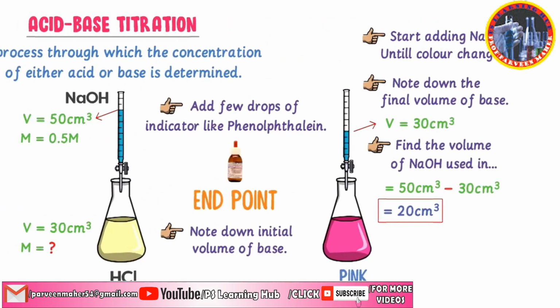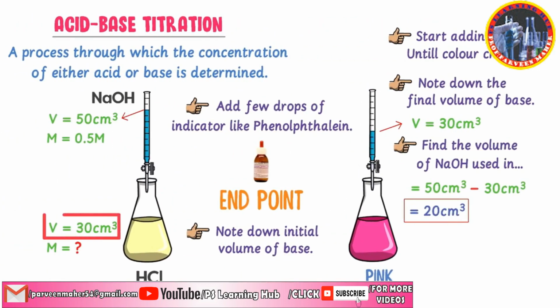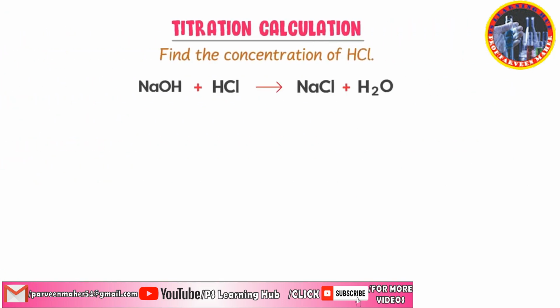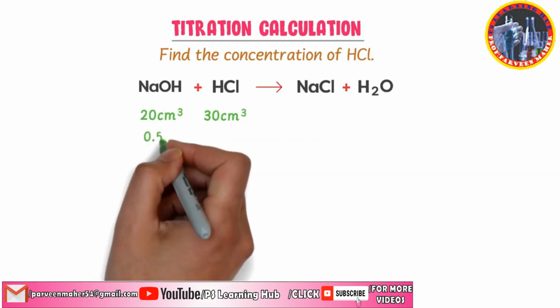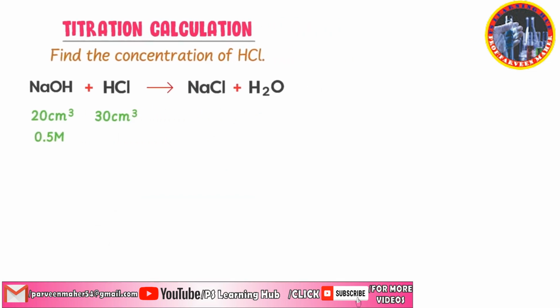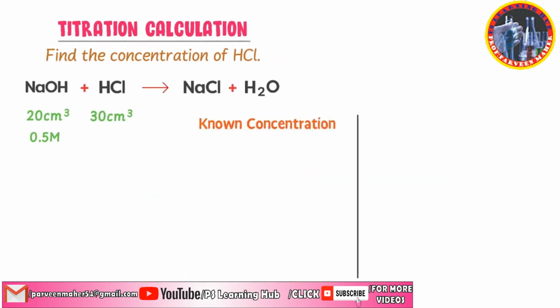In the previous slide, we know that 30 cm3 solution of HCl is used and 20 cm3 of sodium hydroxide solution, having 0.5 molarity, completely reacts with it. So I write here: volume of sodium hydroxide is 20 cm3, volume of HCl is 30 cm3, and the concentration of sodium hydroxide is 0.5 M. Here I write known concentration and here I write unknown concentration. The known concentration is sodium hydroxide and the unknown concentration is HCl.